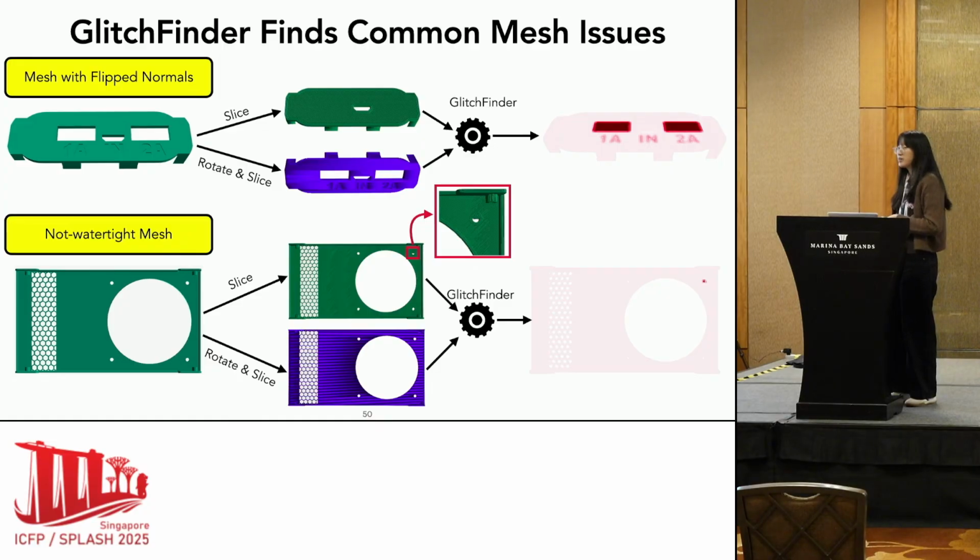Specifically, Glitch Finder can find common mesh issues, like meshes with flipped normals and meshes that are not watertight, which are the problems that mesh repair tools are designed to handle. So we show one example for each case, and in both cases, the heat maps correctly highlight the problematic regions in the original orientation.